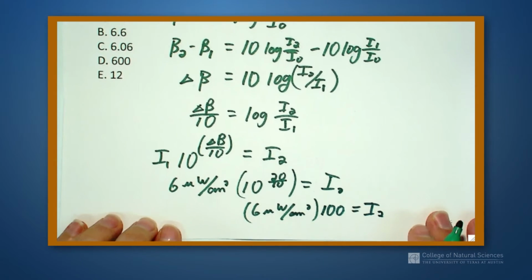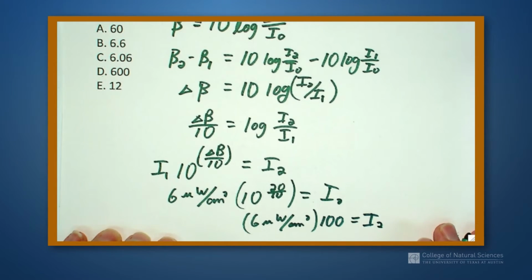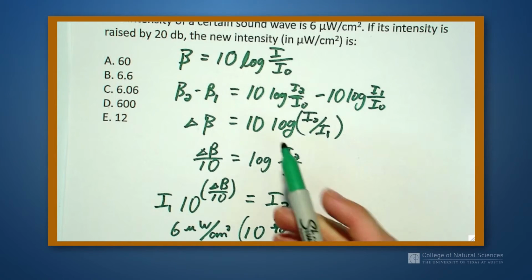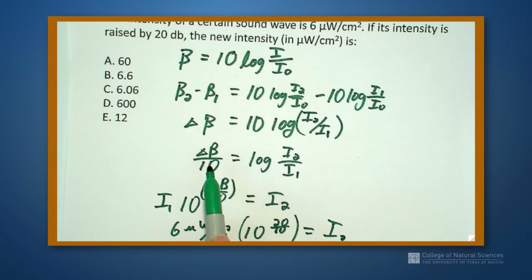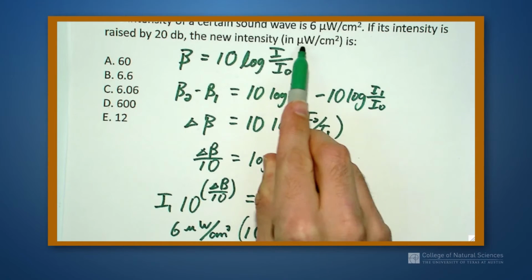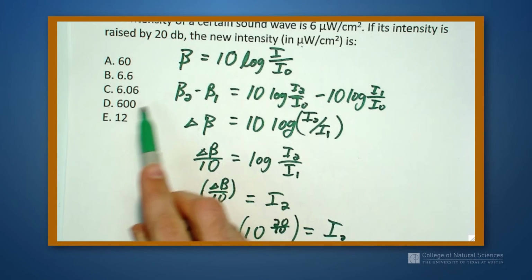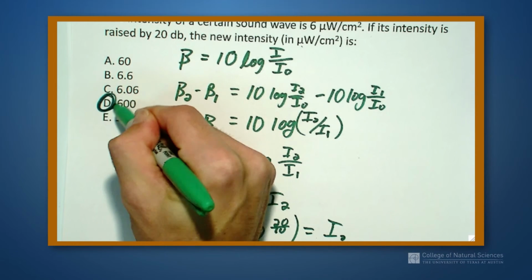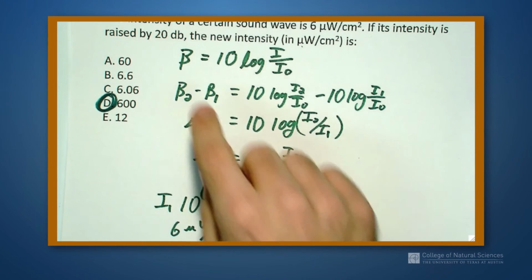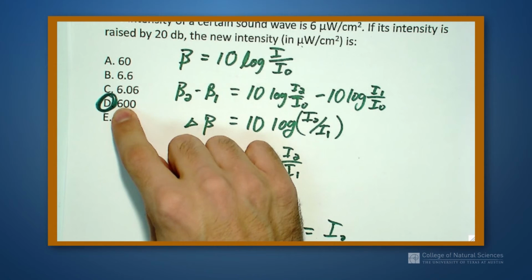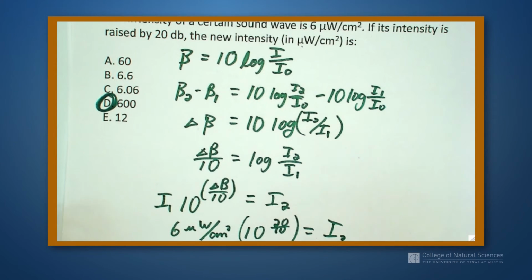So when I look at my answer, it is 100 times my original. So if it's 6 microwatts and I want my new answer in microwatts per centimeter squared, then it's going to be 600. So a 20 decibel reading increases the actual intensity, the actual power that's hitting a certain area, by 100 times.